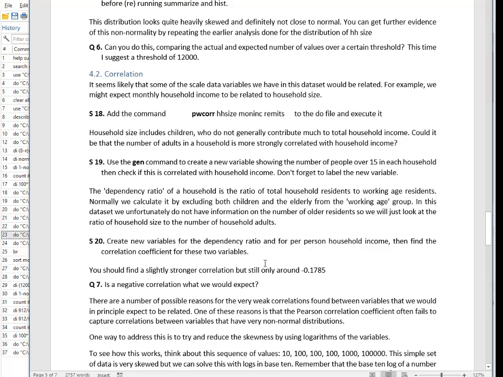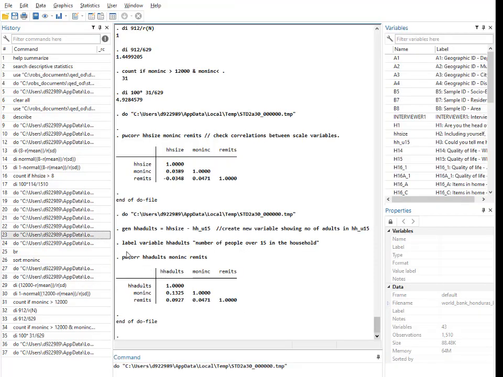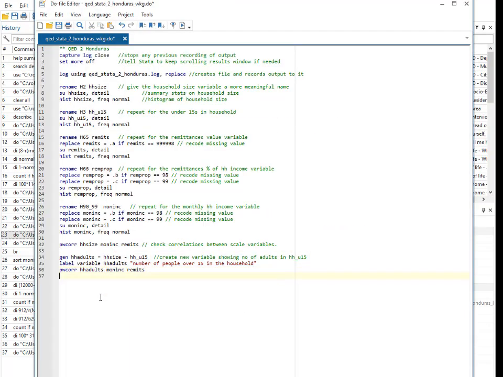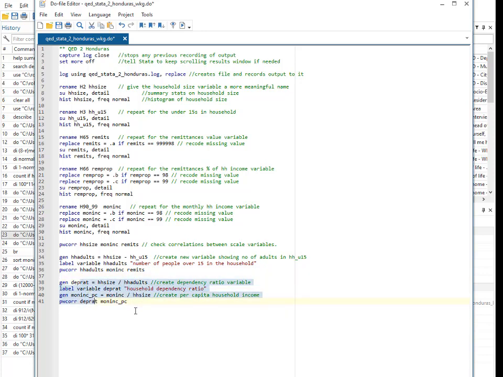Another thing we can look at is this dependency ratio. So new variables for the ratio of the total number of people to the working people. Just leave a gap. So it's created dependency ratio, per capita income, and let's do the correlations.